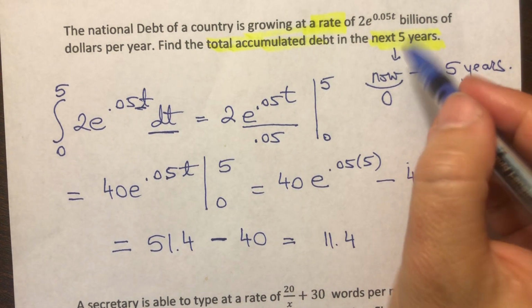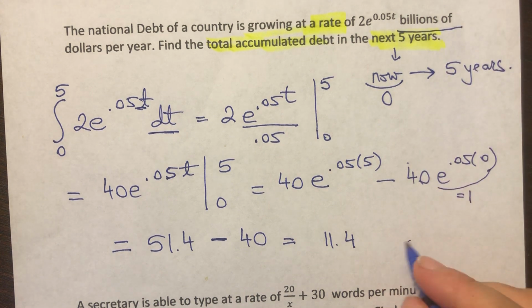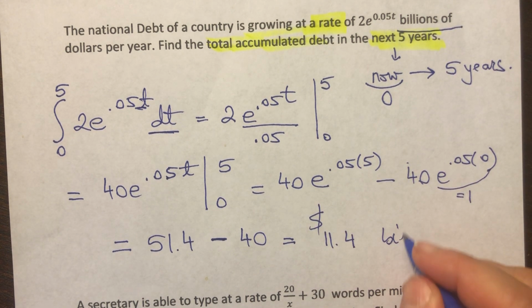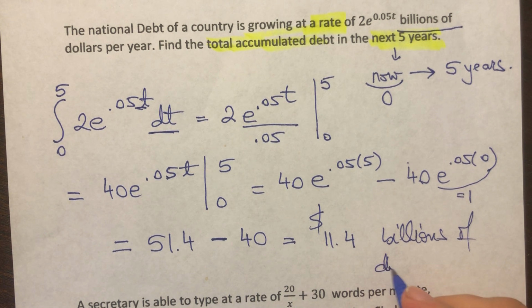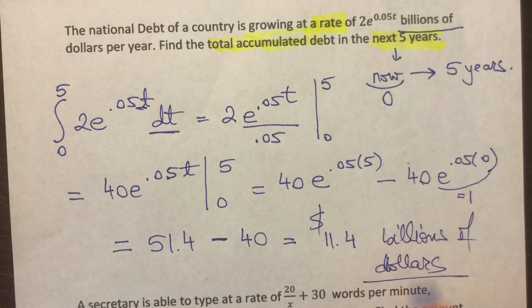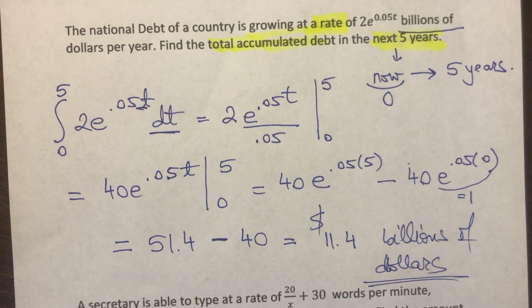Not dollars, this is in what? Billions of dollars. All right, well, that makes sense. Okay. In the next 5 years, there'd be a total accumulated debt of $11.4 billion.